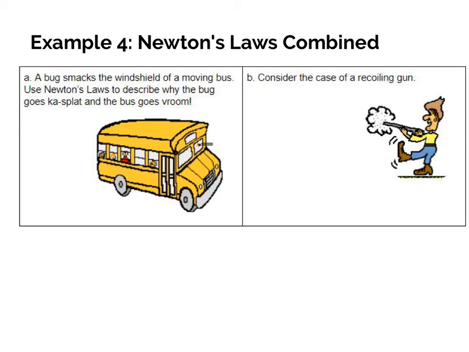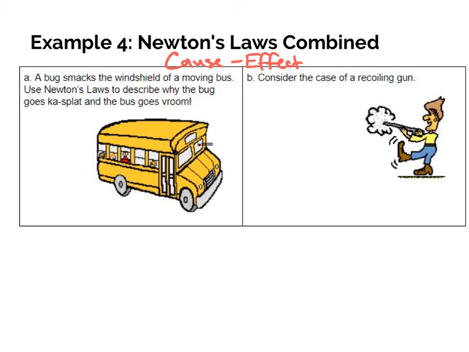Okay, last example here, this is the idea of the whole cause and effect. So again, action and reaction is pretty simple to understand, but where we sometimes get confused is the idea of cause and effect. Newton's third law states that whenever 2 objects interact, the forces on one are equal to the forces on the other, but we sometimes don't understand this because we see what happens to these objects. So for example, let's take the example of a bug smacking the windshield of a bus. It says use Newton's laws to describe why the bug goes kasplat and the bus goes vroom.